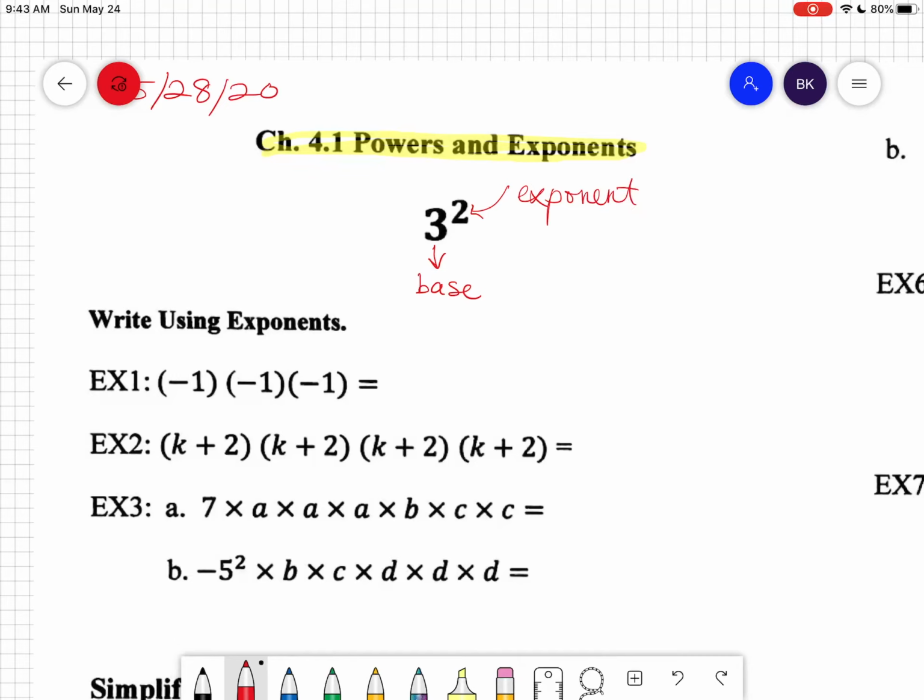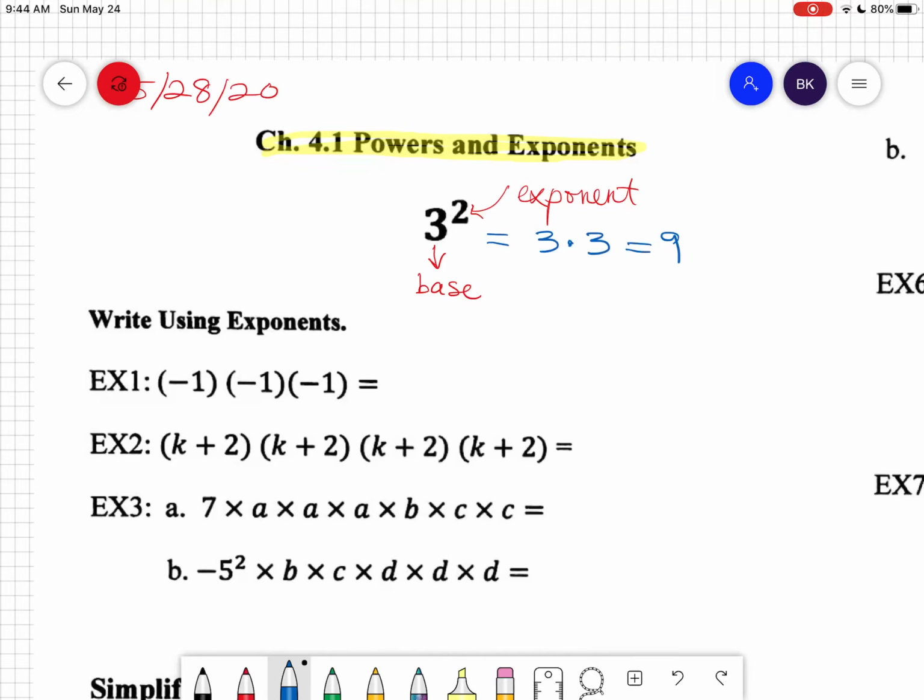Okay, and ladies and gentlemen, the exponent is the rule maker. It tells how many times the base is going to be multiplied by itself. So 3 to the second simply means 3 times 3, or 9. Okay, so again, 3 to the second power, or 3 squared, or 3 raised to the second power. There's all these ways we can say that. Again, the base gets multiplied repeatedly, and the exponent tells how many times that's going to happen.